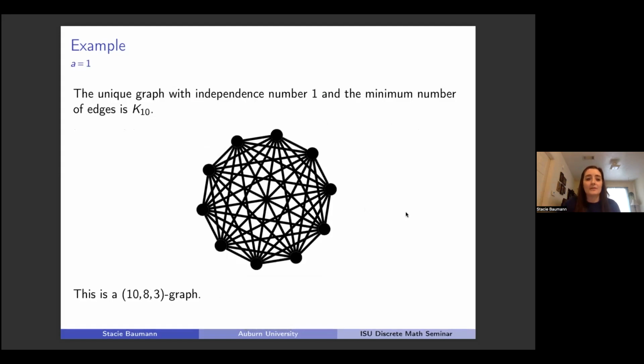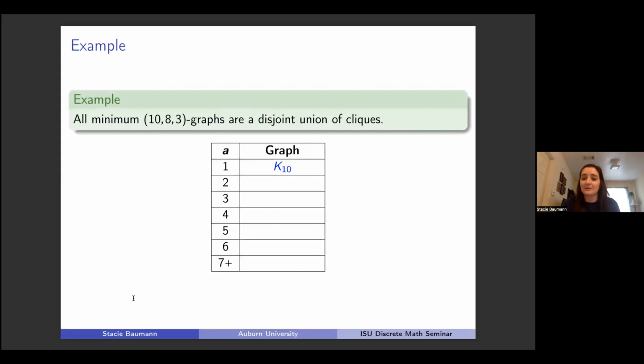So let's go through that. Let's start with independence number 1, alpha equals 1. The only graph with independence number 1 is the complete graph on 10 vertices. And that is a (10, 8, 3) graph. So, easy first case: the minimum (10, 8, 3) graph with independence number 1 is K10.